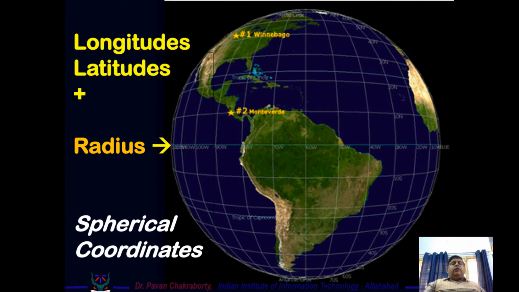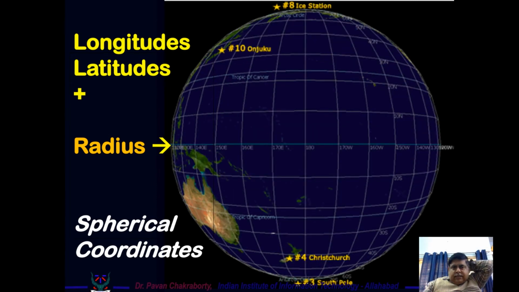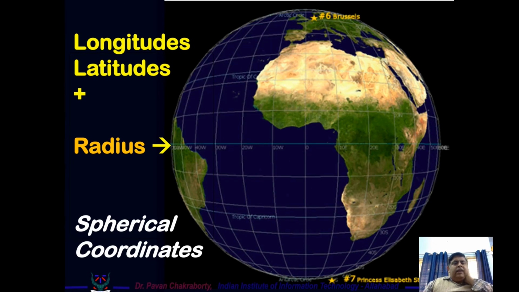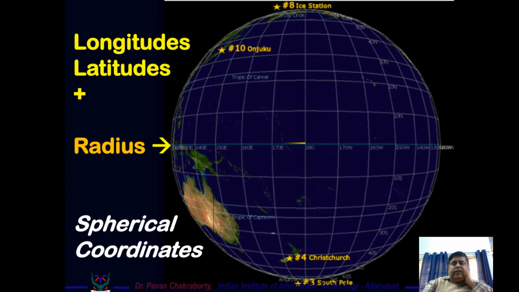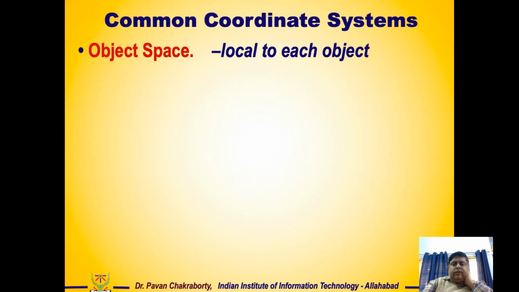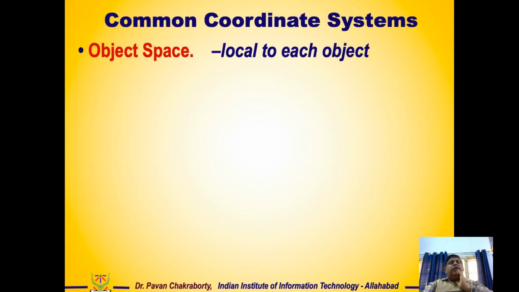Right. So what you have for the 3-dimensional coordinates is the longitude, latitude, plus the radius, which will form the spherical coordinate of the Earth. So here you have the radius. Right. Now you have got a common coordinate system.